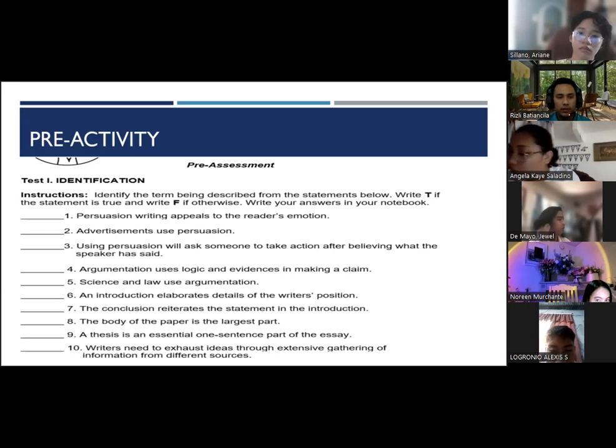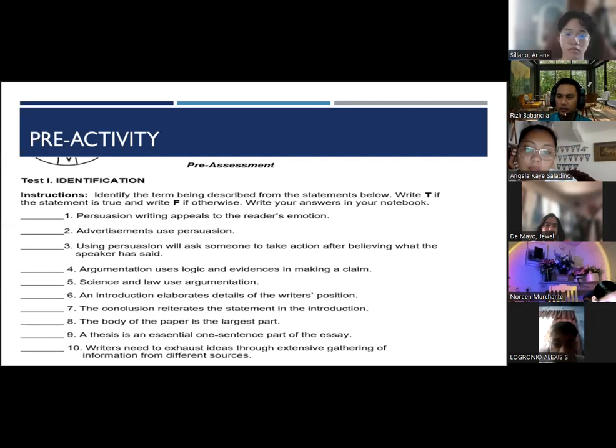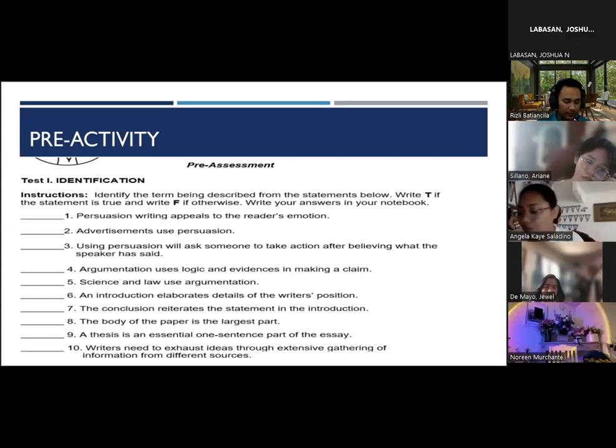Number 2, advertisements use persuasion. Do advertisements use persuasion? Other hands? Who would like to try? Do advertisements use persuasion? Yes, Labasan? True. Okay, very good. Yes, advertisements use persuasion.